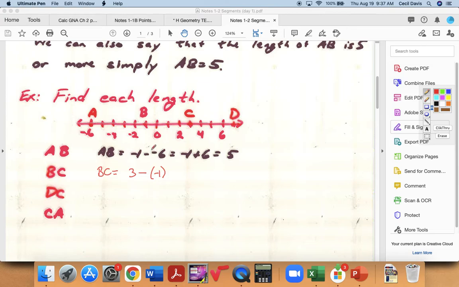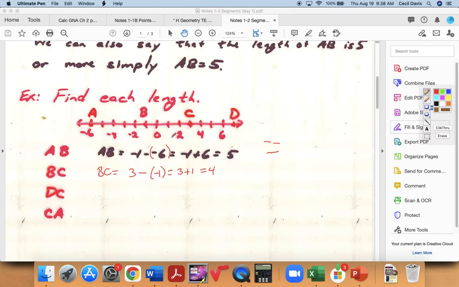By the way, I much prefer that you put parentheses around here, because this minus negative, if you're writing real fast, can look like one big negative, so be careful of that. So this is 3 plus 1, which is 4.